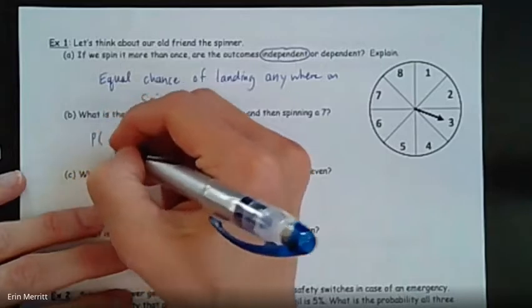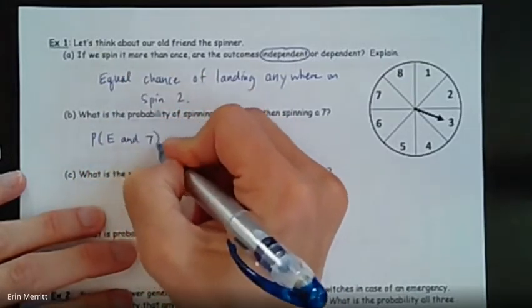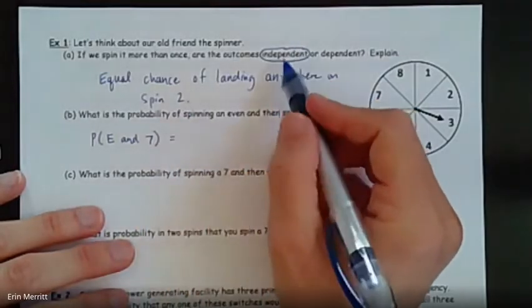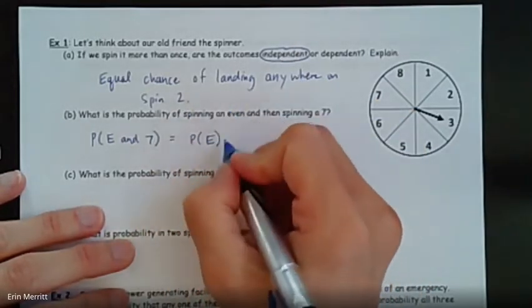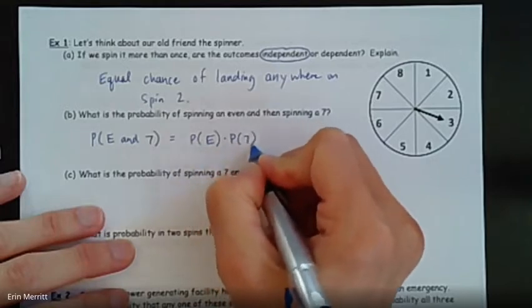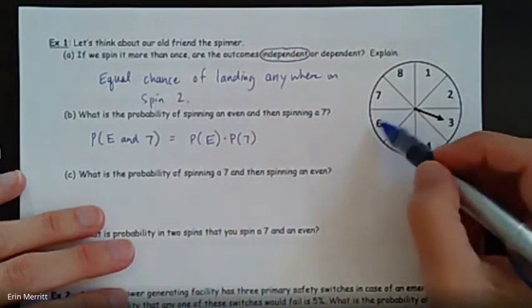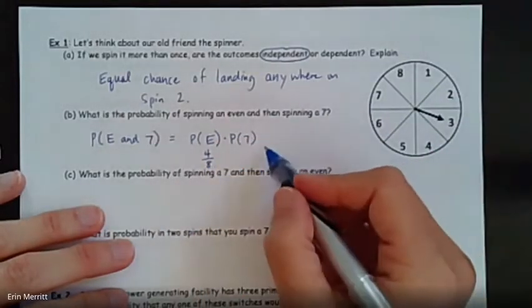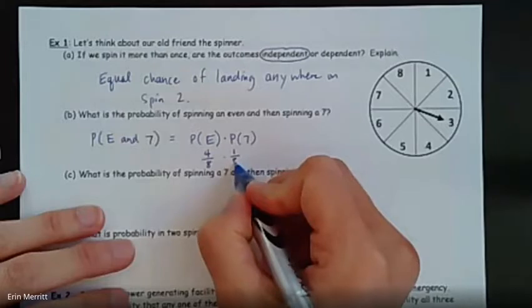All right, so spinning an even and a 7. It's pretty shorthand here, but hopefully you get it. Since we said that they are independent, that's just going to be the probability of spinning an even times the probability of spinning a 7, right? So think about it. Even, you've got 2, 4, 6, 8. You have a 4 out of 8 chance there. Probability of spinning a 7, well, there's just one 7 on the board out of 8. And now we know we're just multiplying those together.